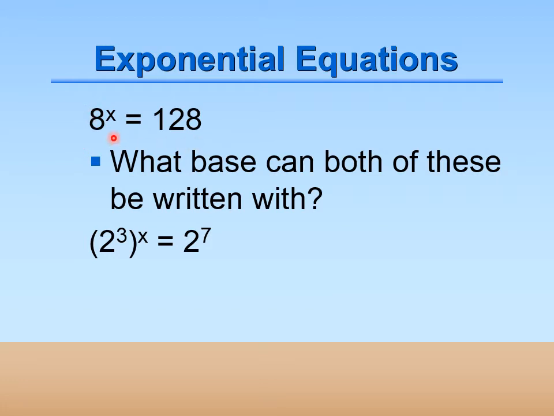these bases. So 8 to the x power will be written as 2 to the 3rd to the x power equals, and then 128 will be rewritten as 2 to the 7th power. So we multiply our exponents. So 2 to the 3x equals 2 to the 7th. Set our exponents equal to each other. So 3x equals 7. And then solve for x. X is equal to 7 over 3.